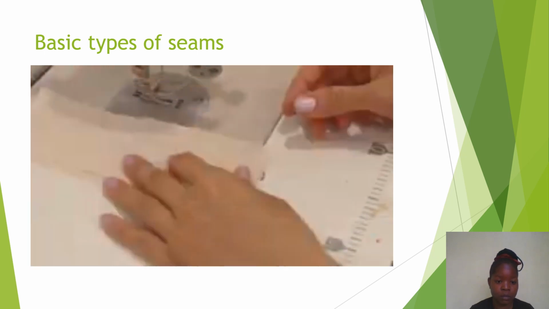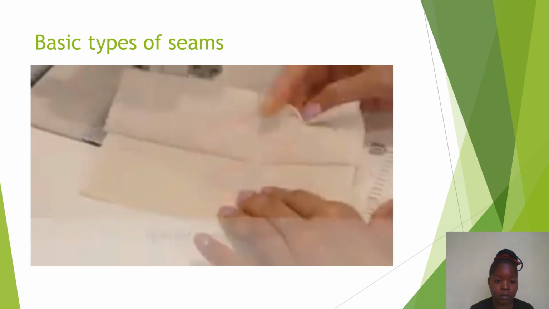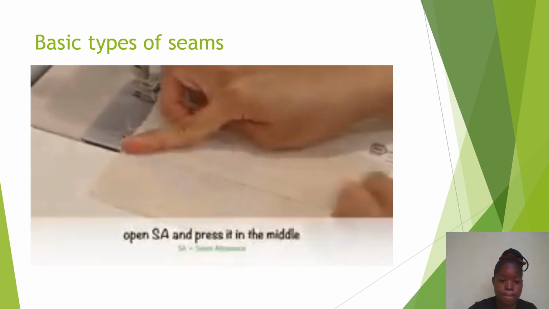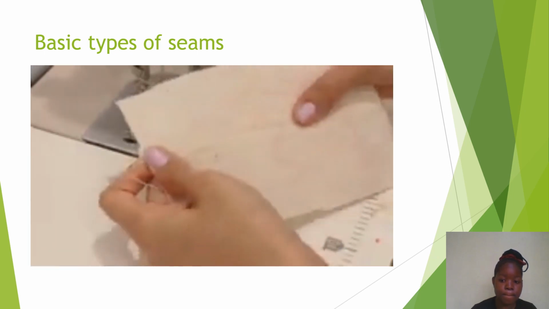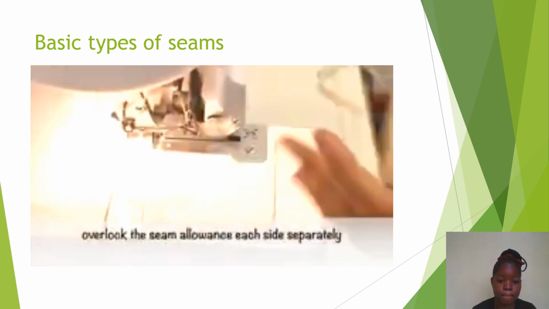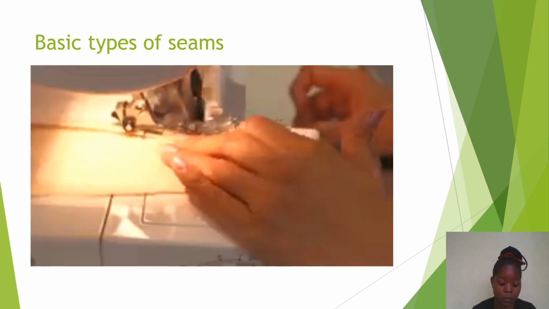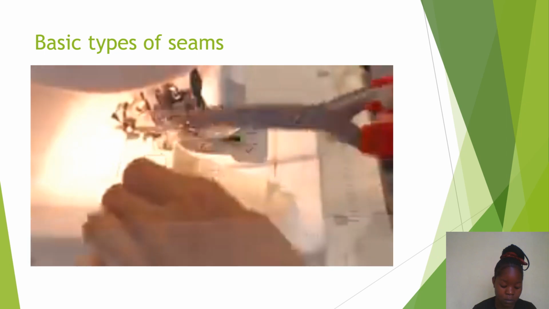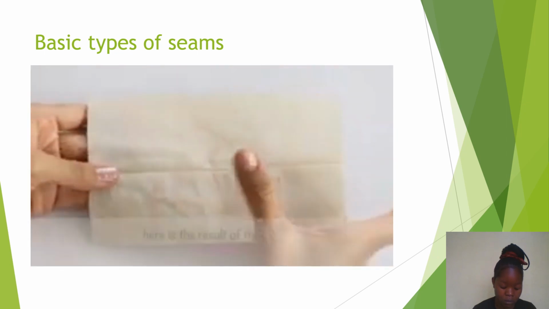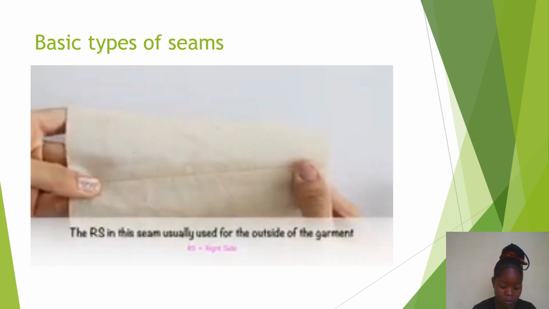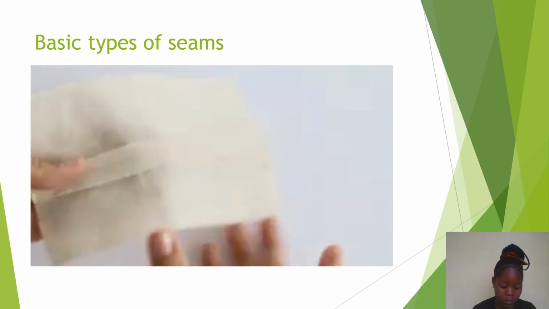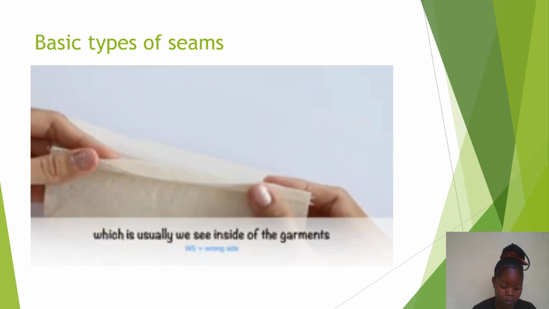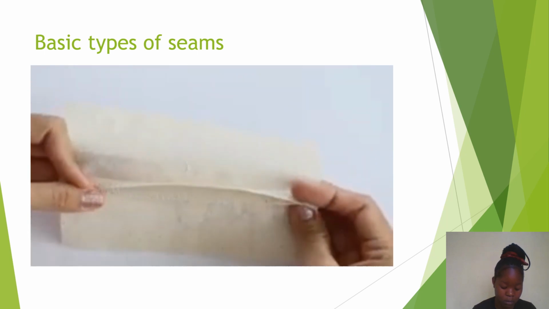Trim the thread. Open the garment sample. Turn to the wrong side where the seam allowance is. Open seam allowance and press it in the middle. Overlock the seam allowance edge each side separately. The purpose of overlocking is to avoid fraying. Here is the result of the right side. The right side in this seam is usually used for the outside of the garment, and this is how the wrong side looks like with the open seam.